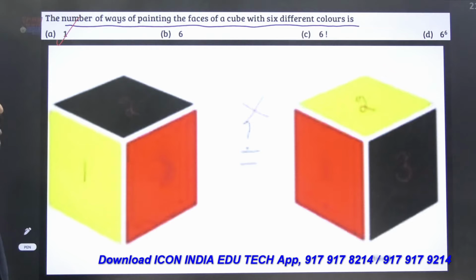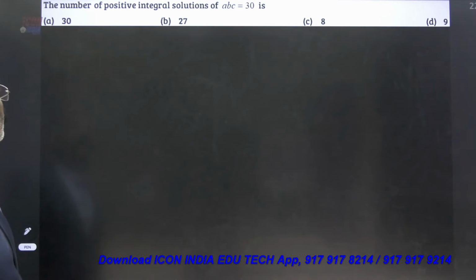That is why I have taken the diagram for you, to explain it in a clear manner. Okay, that's what it is. Let us move to the next question.